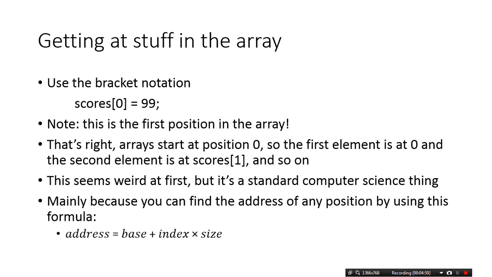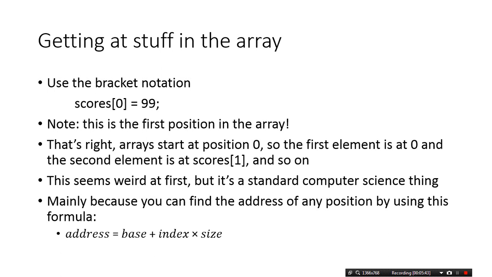you can find the address of any position in this array by using this formula: address equals base plus index times size. So for example, if your base is 0 and your index is 0, you multiply that by the size. In this case, the size is 1 because it's one number. So its address equals 0. If you instead have an index of 1, it would be 0 plus 1 times 1. If your index is 2, it would be 0 plus 2 times 1, and so on. The base is really the starting point of the array.